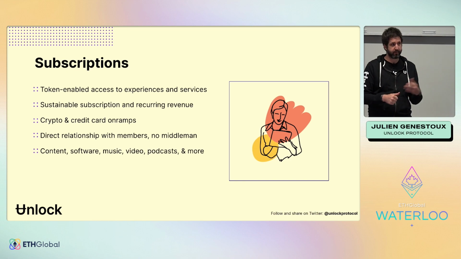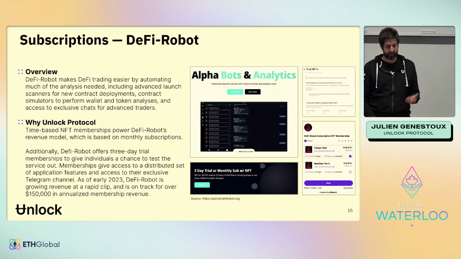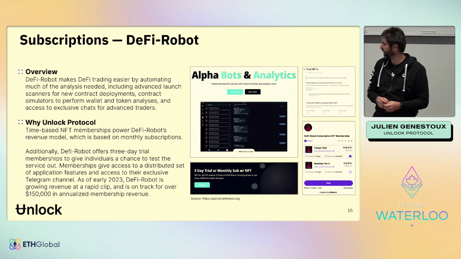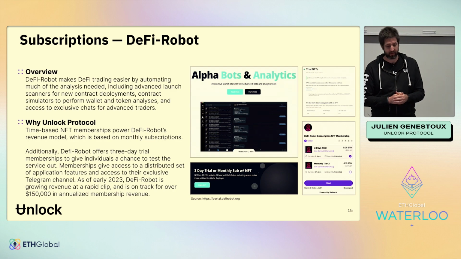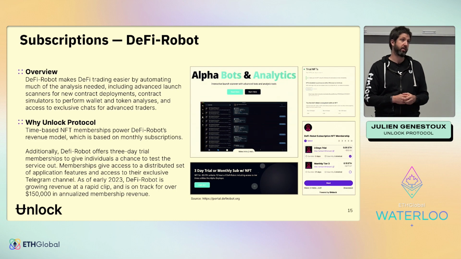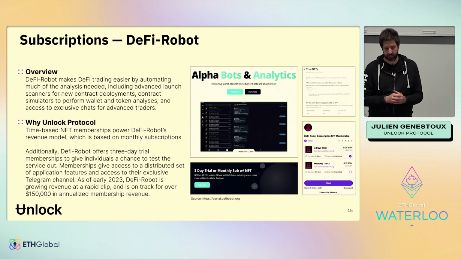That works for content, blogs and stuff, software, features inside of an application, music, video, podcasts, everything you can think of here. An example of this, one of our most popular users these days, and you probably don't see it here, but it's because they charge about $300 per membership, is something called AlphaBot, a DeFi robot. They provide DeFi insights, and they have a monthly subscription that people pay for. They're at this point generating about $150,000 a year in revenue from that little app and bots that they have on Telegram. So it's actually a pretty cool use case here.